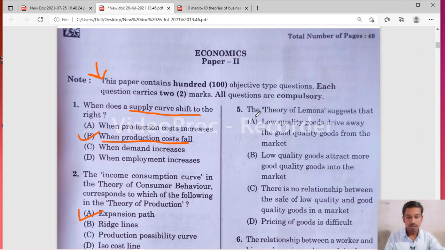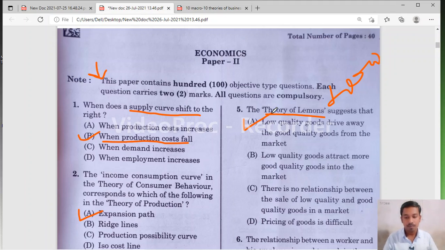Question number 5. The theory of Lemons suggests that option A, low quality goods drive away the good quality goods from the market. Option B, low quality goods attract more good quality goods into the market. Option C, there is no relationship between the sale of low quality and good quality goods in a market. Option D, pricing of goods is difficult. Friends, lemons market means where only low quality goods will be sold. So here according to this question, the right answer is option A, low quality goods drive away the good quality goods from the market.